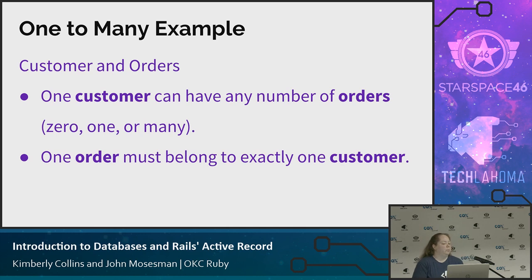An example of one-to-many would be customers and orders. One customer relates to many orders. You can have no orders yet, you can have one order, and then we just use the word many to mean more than one. So that could be 2 or 2,000, it doesn't matter. And then the reverse is not true. One order has to belong to exactly one customer. You can't have an order that is not for a customer, that makes no sense. You can't have an order that belongs to multiple customers, at least in this example, maybe in some other.